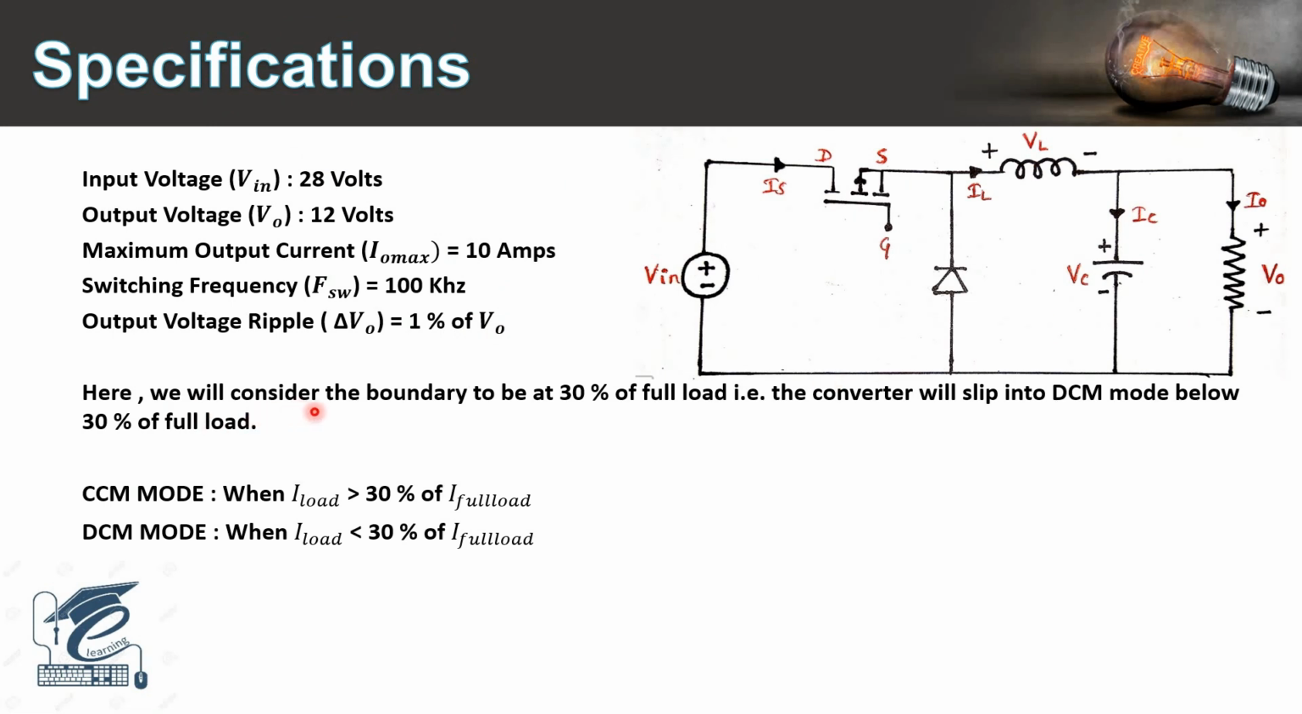We will consider the boundary to be at 30% of full load. That is, the converter will slip into DCM mode below 30% of full load, when I load is less than 30% of I full load, and similarly it will go into CCM mode when I load is greater than 30% of I full load. Now moving on to the designing part.